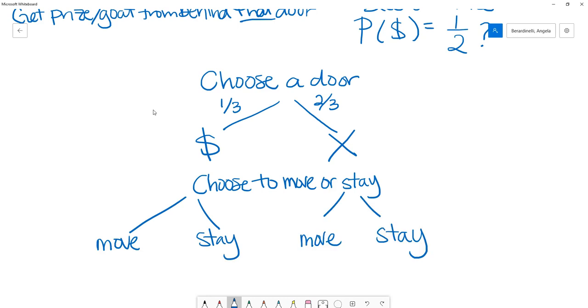If I was at the money and I stayed at the money, I win. If I was at the money and I chose to move, I lose. If I was at a goat and I chose to stay, I'm still at a goat. If I was at the goat and I choose to move, the other goat was eliminated by opening the door. So here's where you're guaranteed some money.